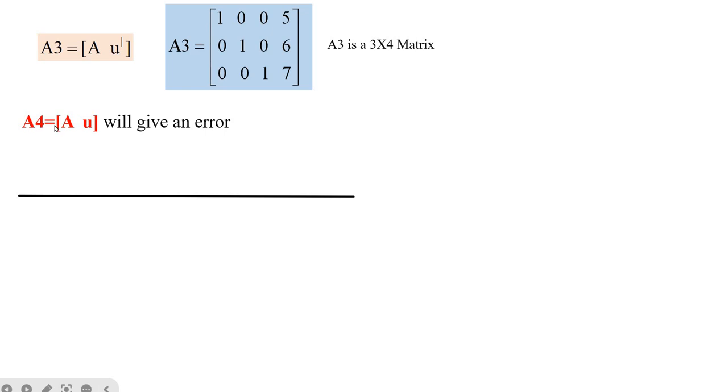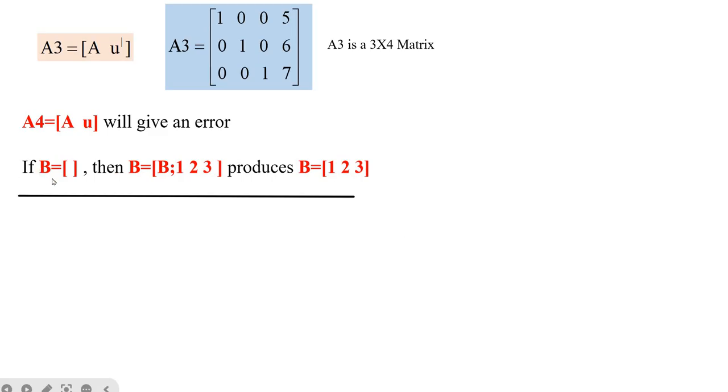Okay, so it has become a 3 cross 4 matrix, that is 3 rows and 4 columns. Now suppose you have A4 is equal to A space U. Now this will give you an error. Why? Because here it is a space, which means we are adding a column vector, but actually our U is a row vector. We have not converted that to a column vector. So here it will give us an error.